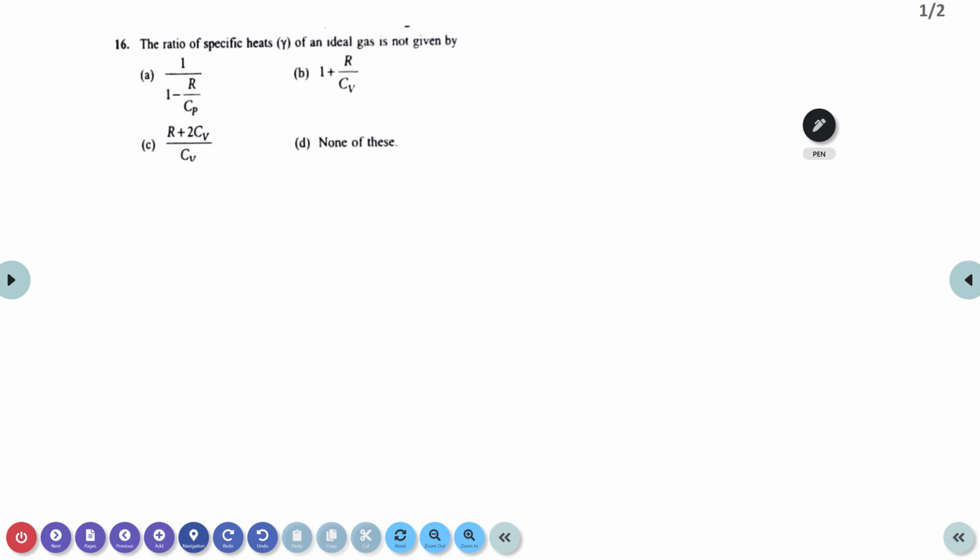Question number 16. The ratio of specific heats, gamma, of an ideal gas: which expression is not given, which is wrong? That is asked here. We know that gamma equals Cp divided by Cv, and another equation we know is Cp minus Cv equals R. Here gamma can be represented in different forms, Cp by Cv or like this.